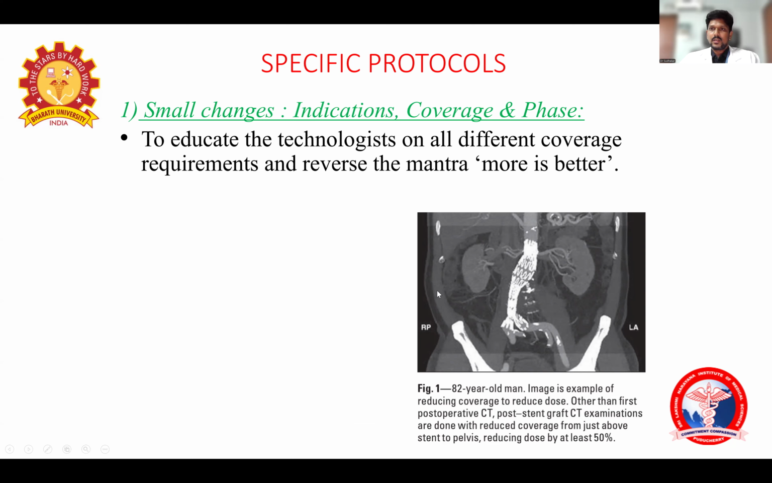This is not the first post-operative scan of the patient. Whenever there is a second and further post-operative scan for stent replacement of the aorta and such things, the field of view which could be included is 5 centimeters above and 5 centimeters below the level of the stent. This much is enough. Basically the coverage is reduced in this patient, which helps further to reduce the radiation dose to this patient.